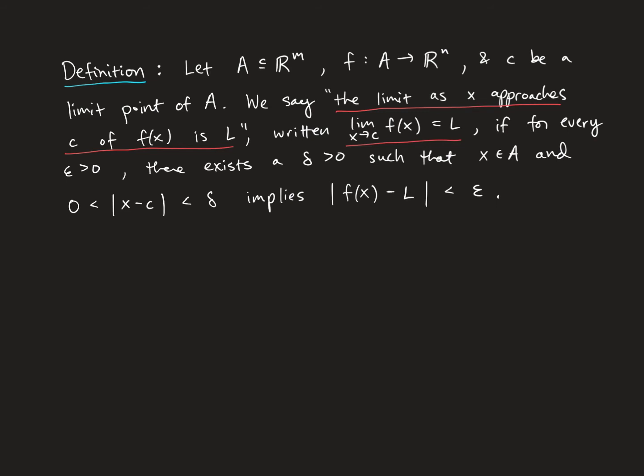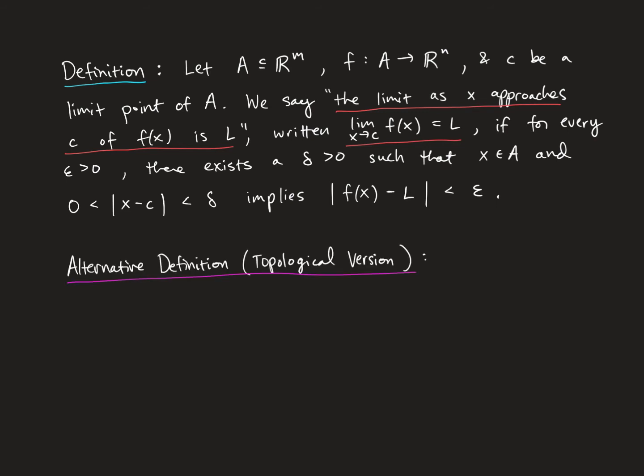And so you see the epsilon and delta that we talked about above, and also that our c is a limit point of A, because we actually have to be able to get x's arbitrarily close to c. All right, so that's the definition.